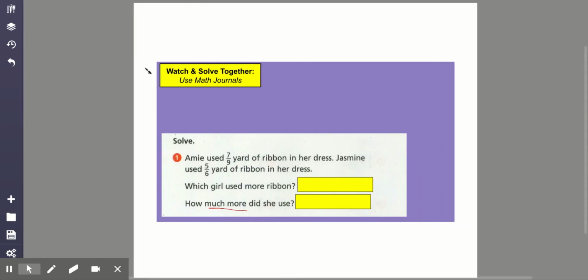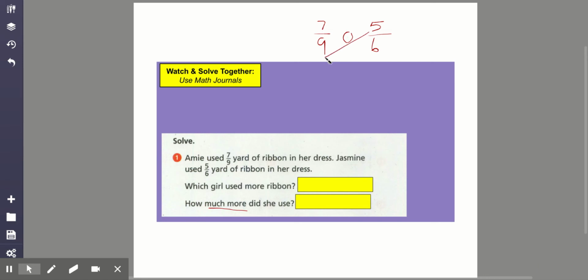All right, so remember, when you compare fractions, you can write them side by side. So I'm going to write Amy's 7/9 and then Jasmine's 5/6. We're trying to figure out which girl used more ribbon first. All right, so whenever we compare, we're looking for greater than, less than, or equal to. So 7/9 compared to 5/6.